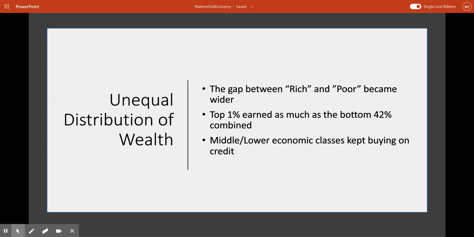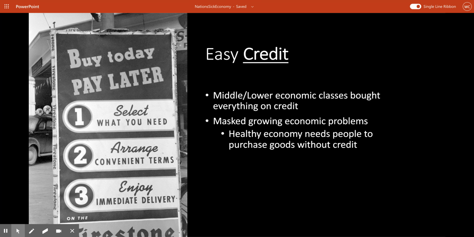But here's the difference. During the 1920s, especially with the consumer culture that we learned about, the lower and middle economic classes wanted to kind of feel like they were doing better than they really were. They started buying things on credit to make themselves look more successful. Eventually, this is going to come back to bite us. And that brings us to number 3 on the list of causes of the Great Depression: easy credit.